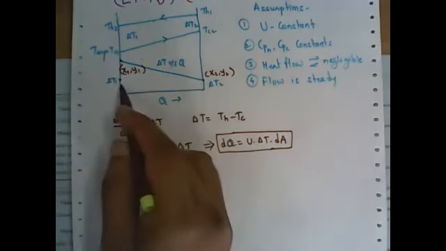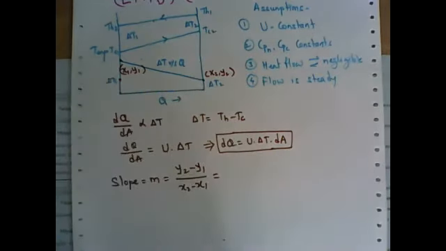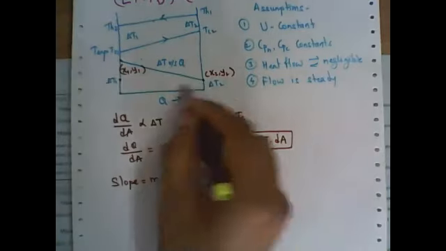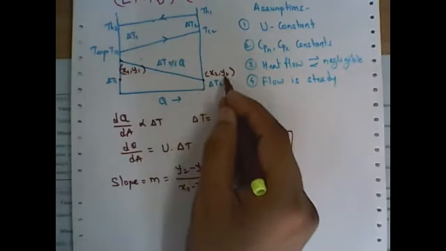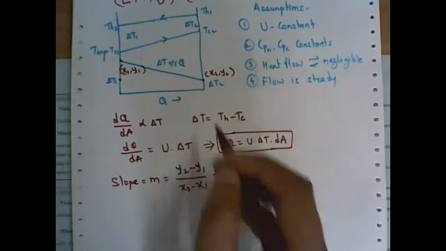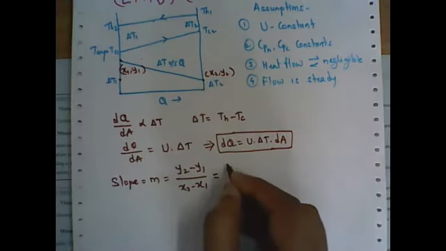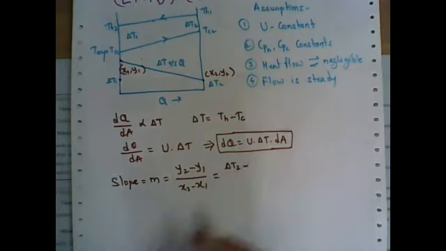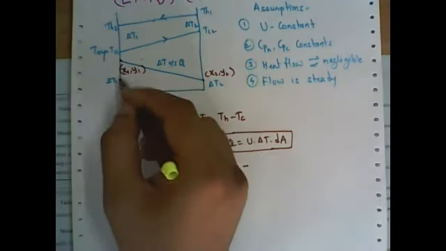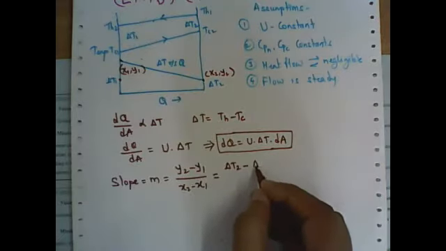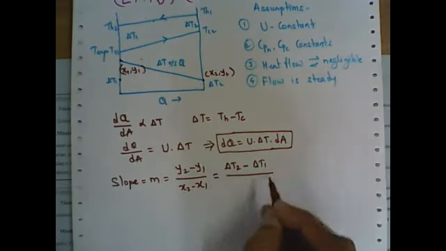So this y2 minus y1 corresponds to delta t2, right? So this y2 is nothing but delta t2. Instead of y2, we can write delta t2. Now this y1 corresponds to delta t1 value, so we can write delta t1.